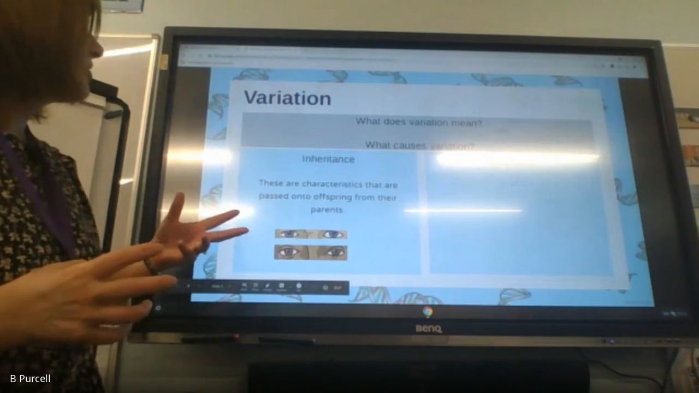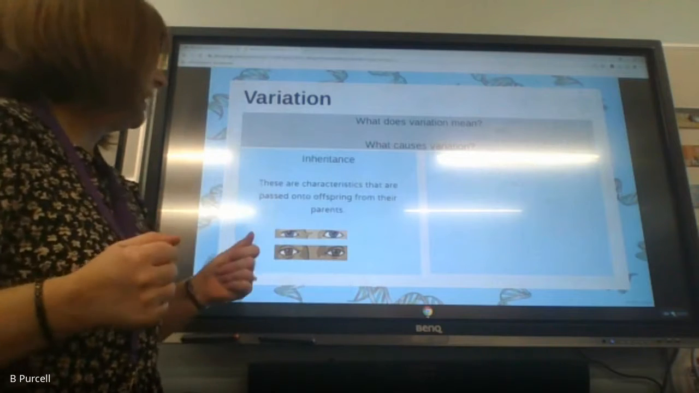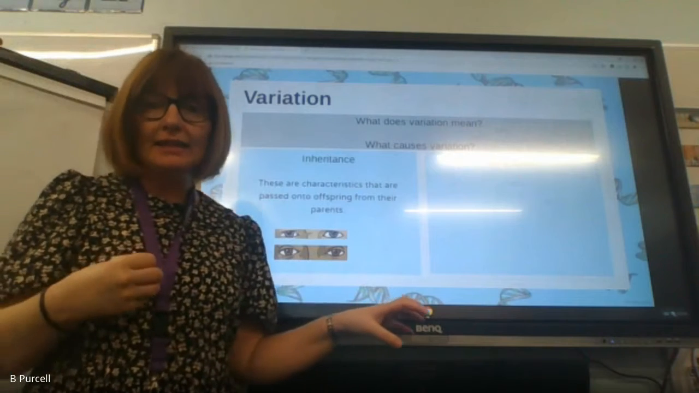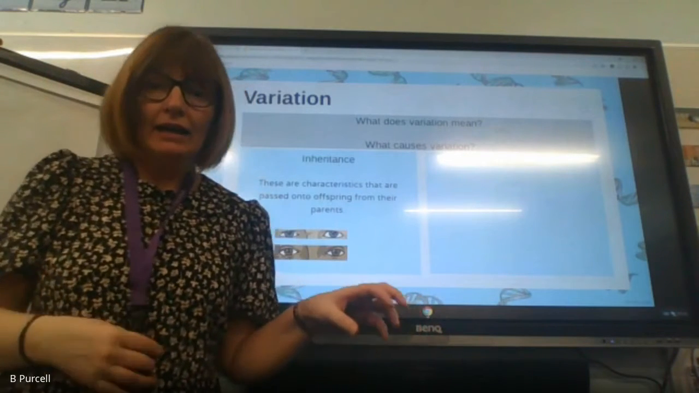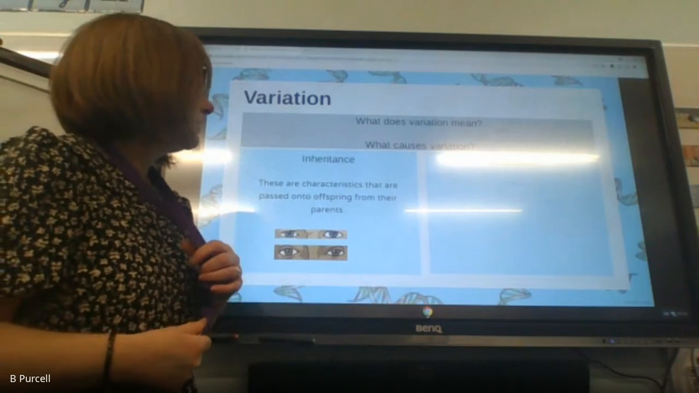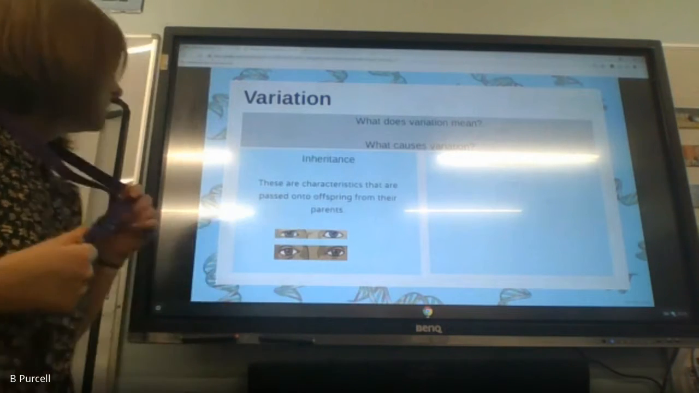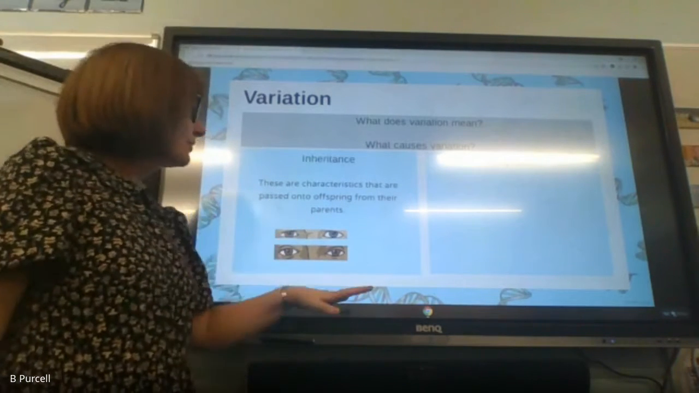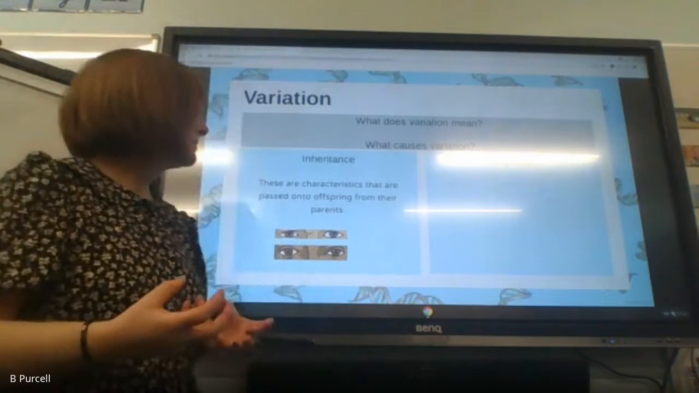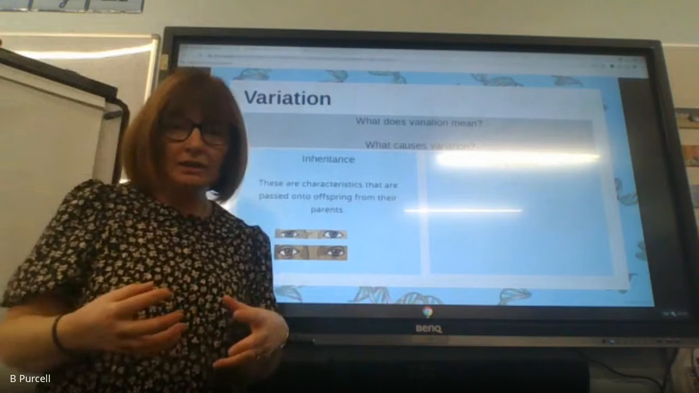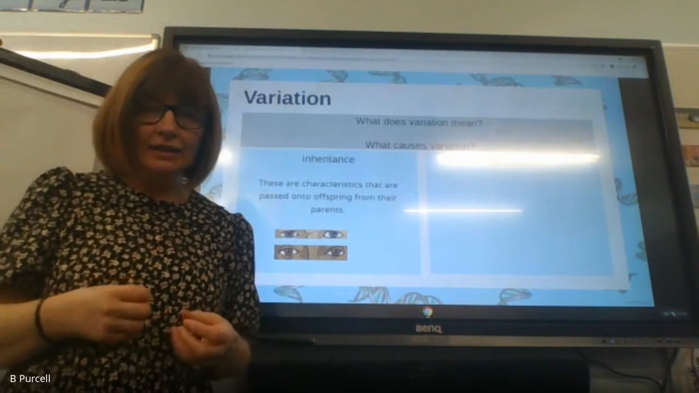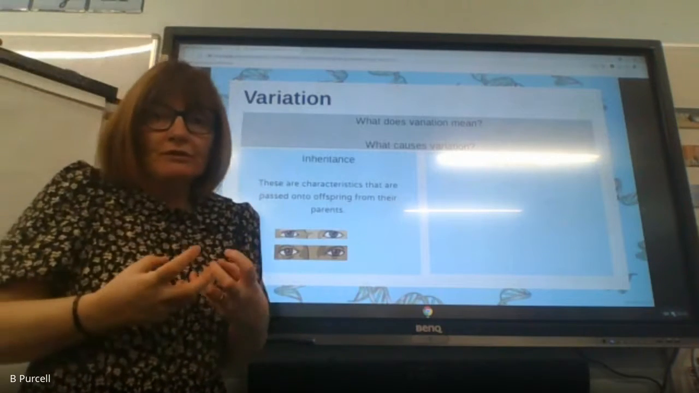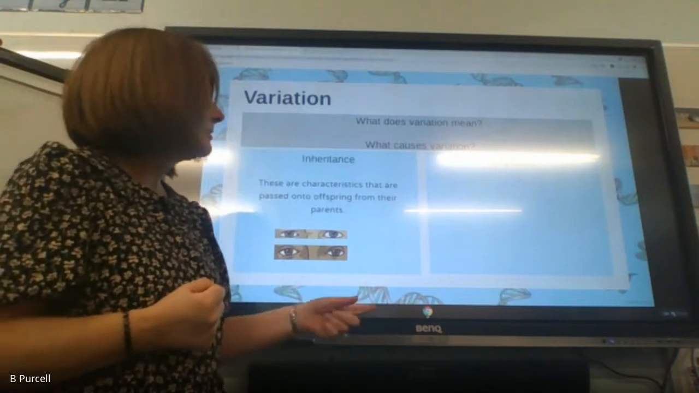So what does variation mean? What causes variation? So the difference we're looking at is inheritance, the characteristics we get from our families, and adaptation. So inheritance, these are the characteristics that are passed on to offspring, to the young, to the babies from the parents. So it could be eye colour, skin colour, hair colour, height, build. So those sorts of inherited characteristics.